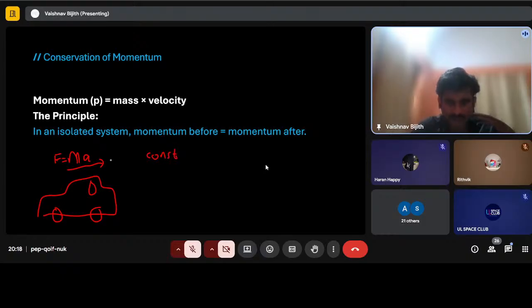It has a constant speed, and let's just say that the speed is high, but it is constant. It's not changing. So when it's not changing, we can say that what will be the acceleration? Zero. Yeah, the acceleration will be zero.